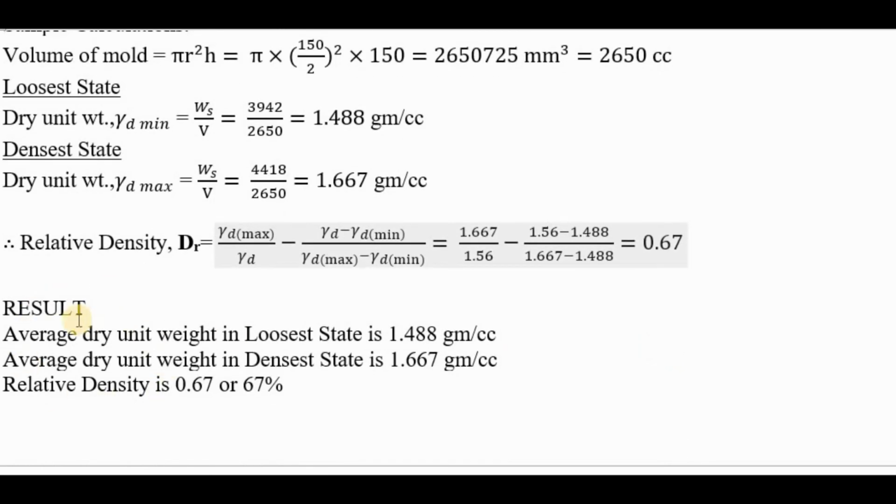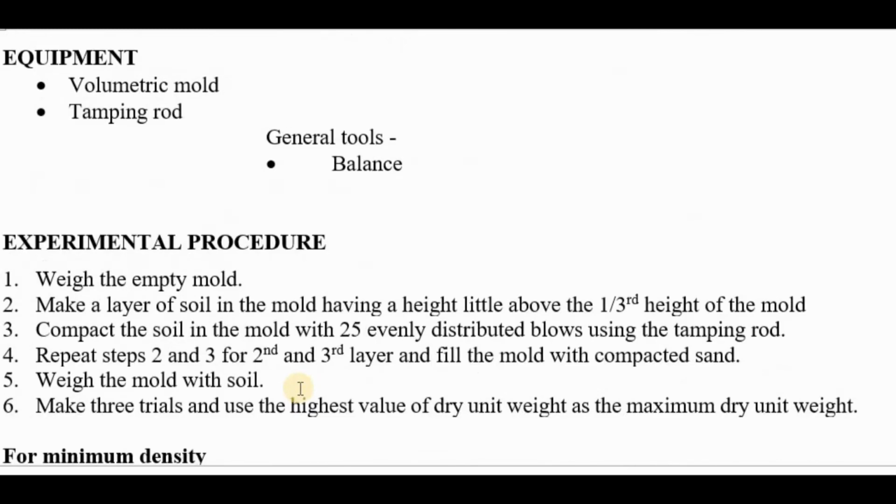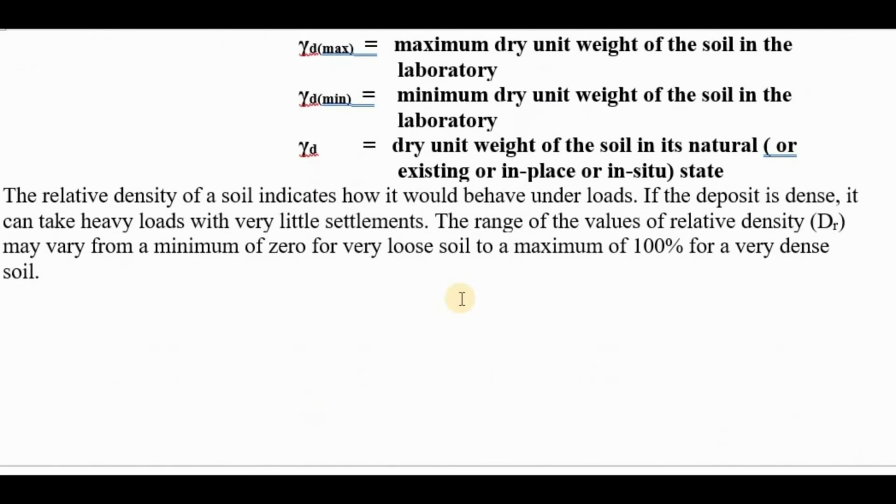So this is the summary of the result. The average dry unit weight in the loosest state is 1.488 gram per cc. The average dry unit weight in the densest state is 1.667 gram per cc. The final relative density is 0.67 or 67%. So we can conclude that our sample soil tends to be dense soil as it is closer to 100%.